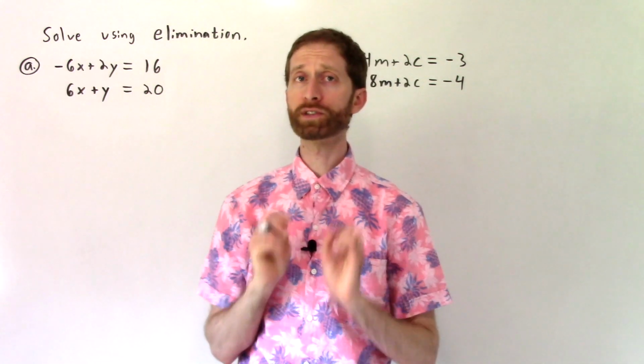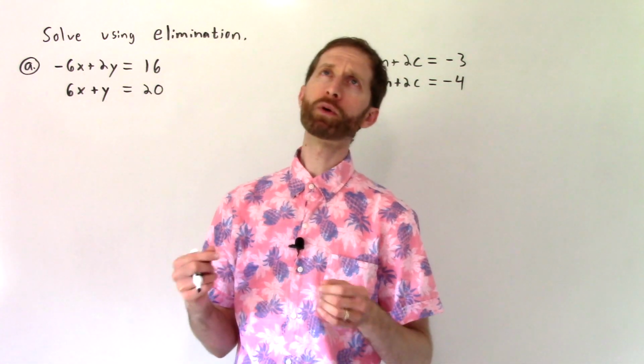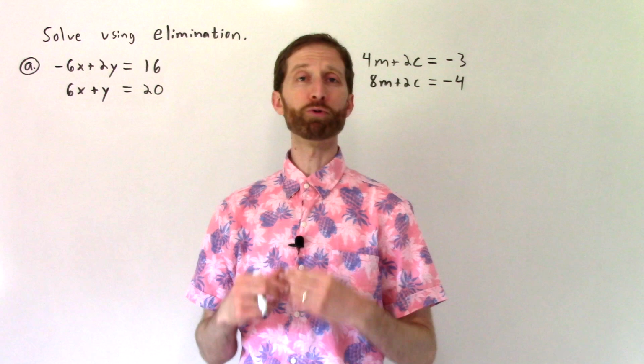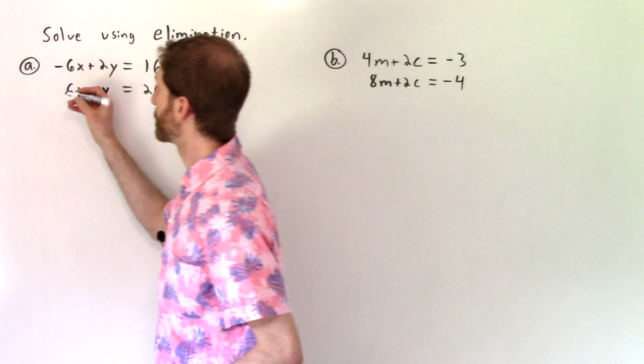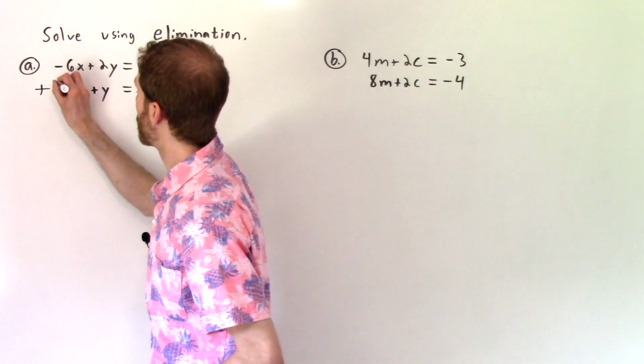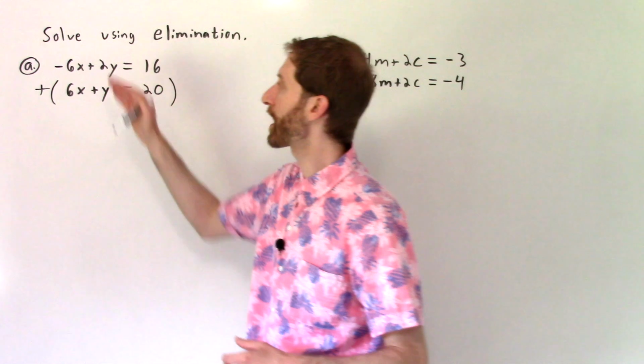And that's the important step. You are looking at the like variables and saying, what operation would I need to do to get rid of that variable? So if I could add these, then they would go to 0. Now you can't just add -6x and 6x. You must add the entire equations.